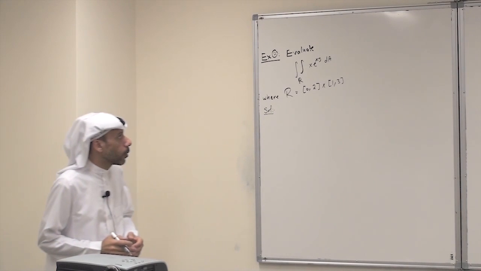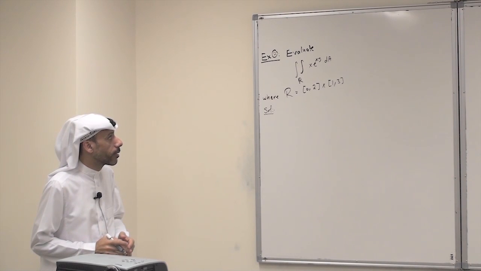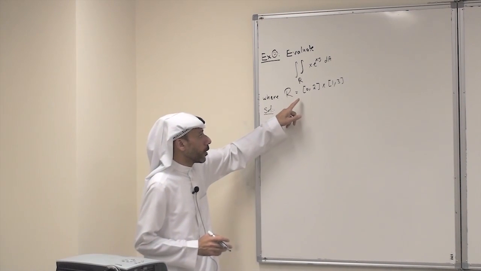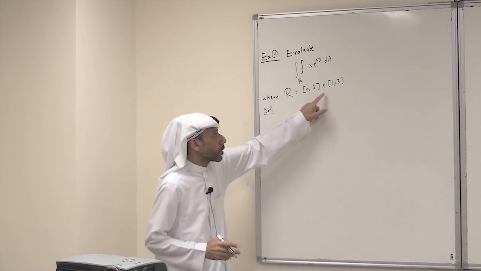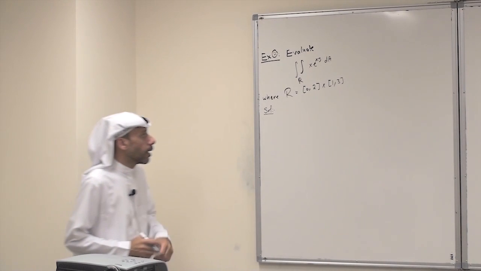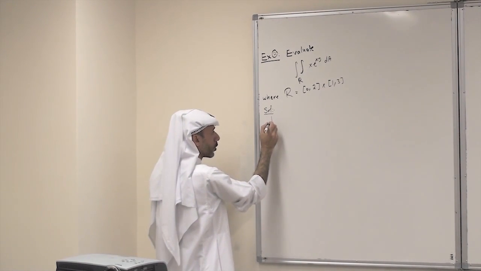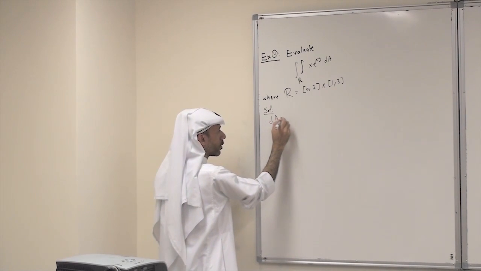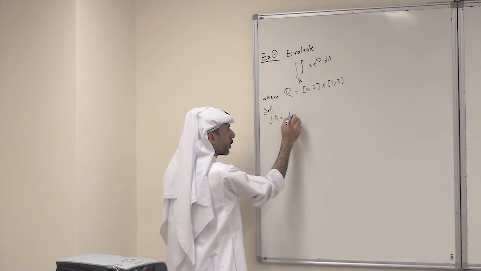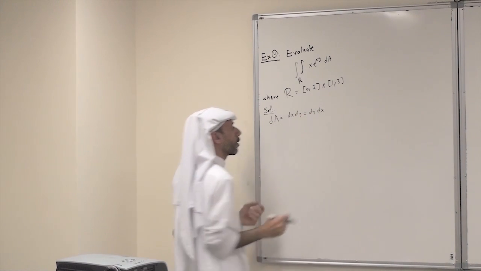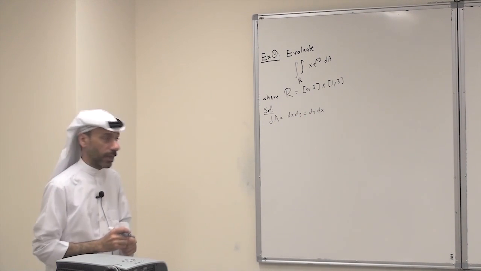We consider now the following problem. Evaluate the double integral of the function x e power xy dA over the region R, where R is the rectangular region [0, 2] cross [1, 3]. Again, the region is a rectangle, so setting up the limits of integration is not difficult. dA is either dx dy or dy dx. You can choose either order.